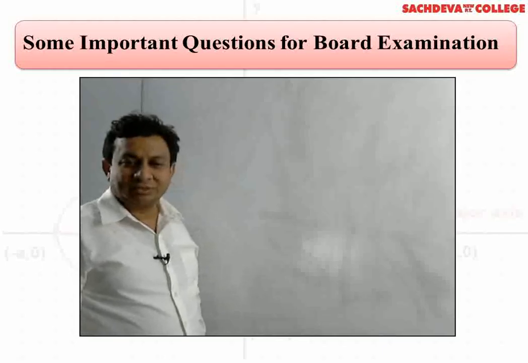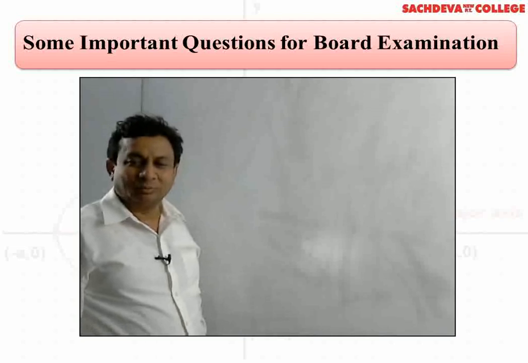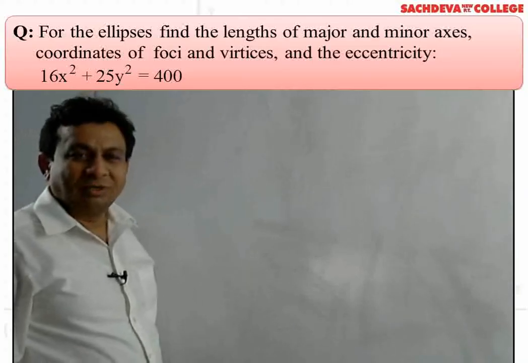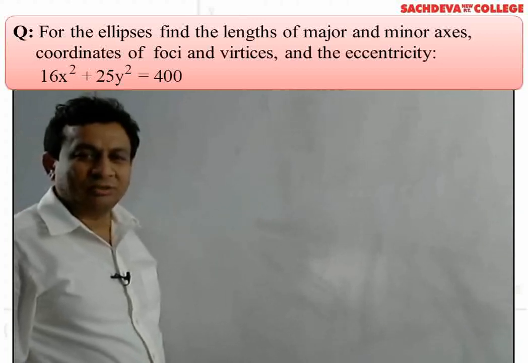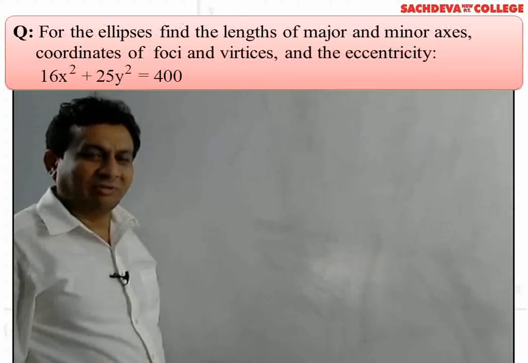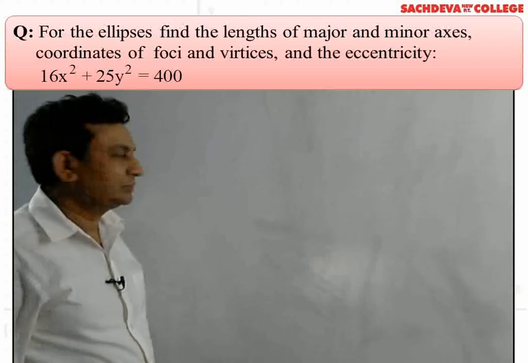Today we will discuss some important questions for board examination. So first question is, for the ellipse, find the length of major and minor axis, coordinates of focus and vertices, and the eccentricity of ellipse 16x square plus 25y square is equal to 400.